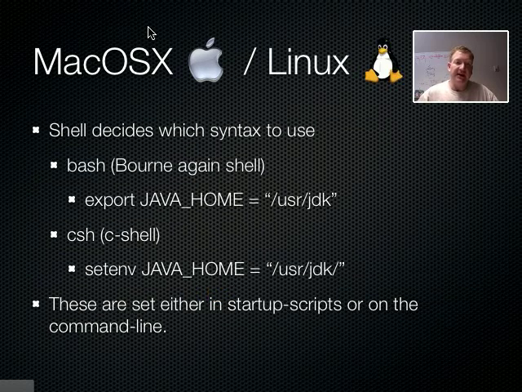Okay, so again, the shell that you use decides which syntax you're going to use. And in bash, which by the way stands for Bourne Again Shell, which is just the console environment that you're going to be using, you can use this syntax where it's the word export, space, and then the name of your variable, and then the equal sign, and then some data that represents what you want the variable to be associated with. There's another type of shell, which is called the C shell. And in that environment, we use the setenv command, and the rest of the line is the same.